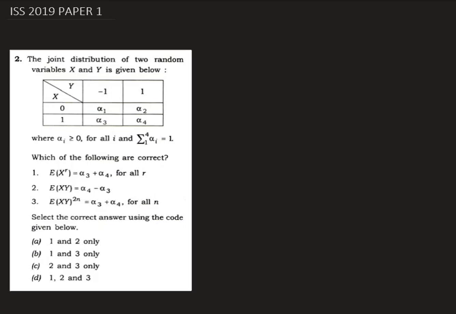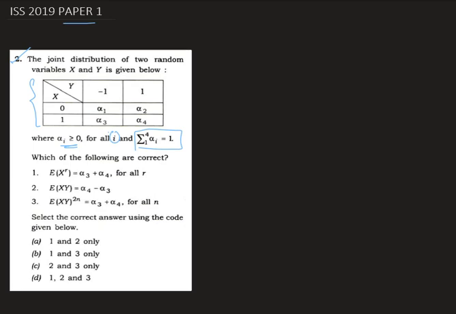Hello, today we are going to solve question number 2 from ISS 2019 paper 1. The joint distribution of two random variables x and y is given below. So this is the joint distribution of x and y, and here alpha i is greater than or equal to 0 for all i, and the sum over alpha i is equal to 1.